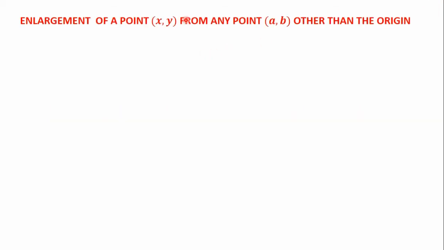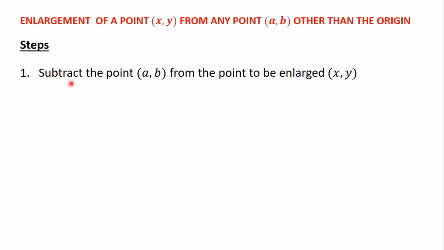Enlargement of a point XY from any point AB other than the origin. We are going to do this in 3 steps. Let's consider them. The first step is that you subtract the point AB from the point to be enlarged XY. Now remember that AB is the center of enlargement and XY is the point you are going to enlarge. So the first thing you have to do is to subtract the center of enlargement, which is AB, from the point you are going to enlarge. So you are going to have XY minus AB.